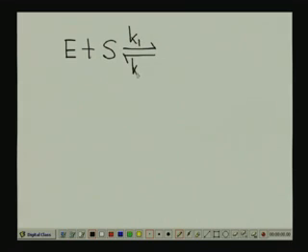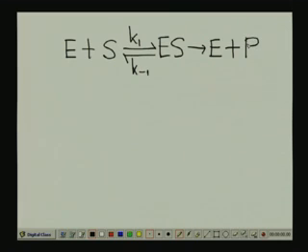Okay. So, what do we have? You do this along with me. We have E plus S going to an ES complex with rate constants K1 and K minus 1, and the ES complex going on to form E plus P.